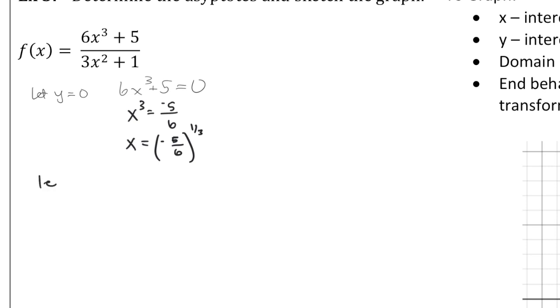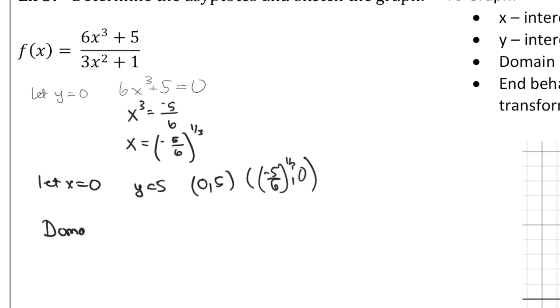Now, for the next part, if we let x equal 0, we will end up with y equals 5. So we now have (0, 5) and ((-5/6)^(1/3), 0) as interesting points. The domain of this problem is actually all real numbers. As you look at your denominator, 3x squared plus 1 is never equal to 0, so we have no vertical asymptotes, and you should make that statement so that the grader understands that you have thought about it.